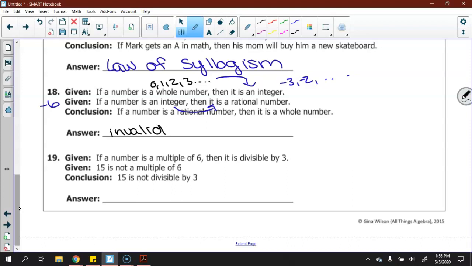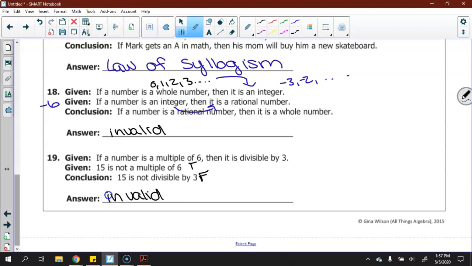All right, for 19. If a number is a multiple of 6, then it is divisible by 3. You're given that 15 is not a multiple of 6. That's true, right? The conclusion is 15 is not divisible by 3. Is that true or false? False. So this is going to be invalid again.